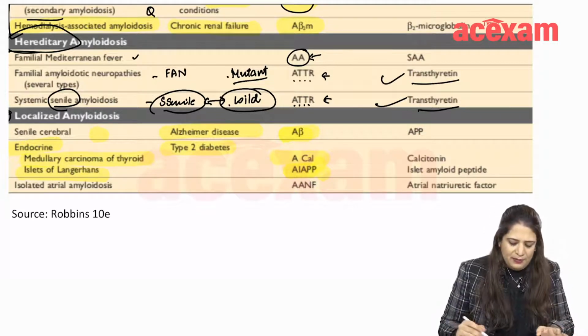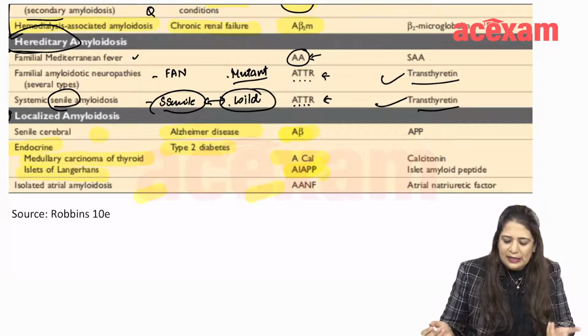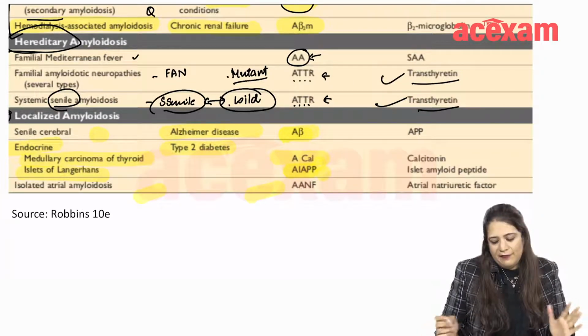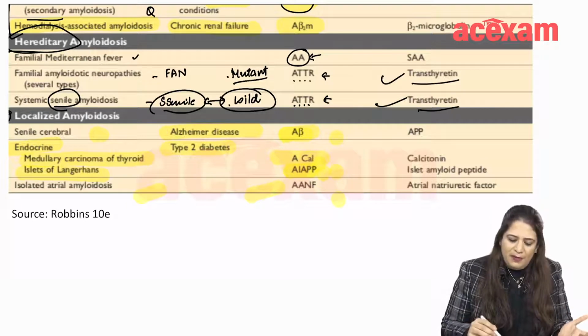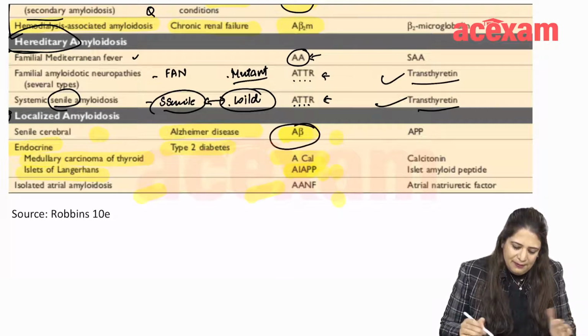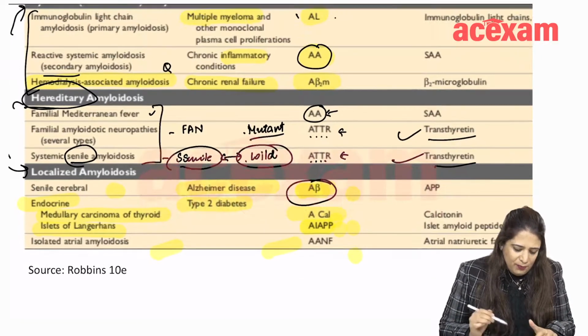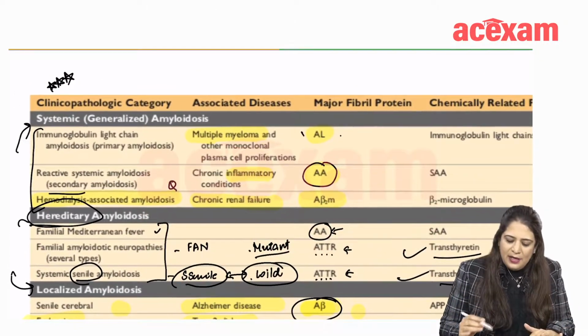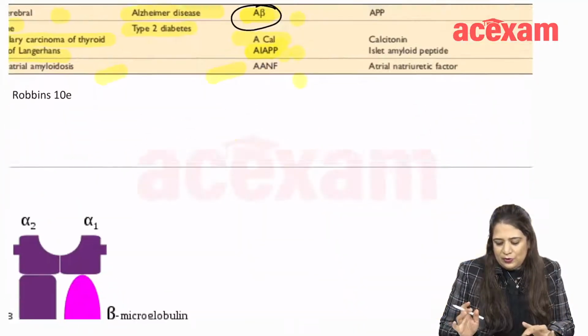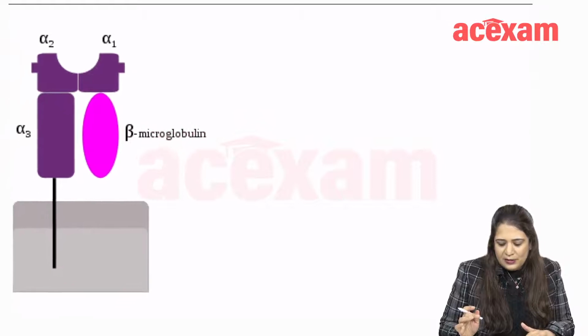Also easy to remember. Then there is another isolated atrial natriuretic factor. These you can very well remember. The most important being A beta. Then these are important because these are fancy names, and these you already know. So that was the thing about amyloidosis.